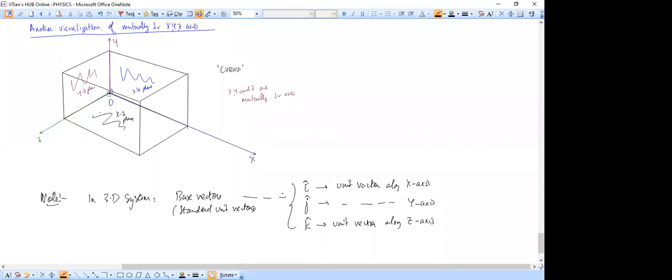No, it's not really hard. Yes, three-dimensional component algebra is very similar to 2D. Just one extra term is there, the k cap term.